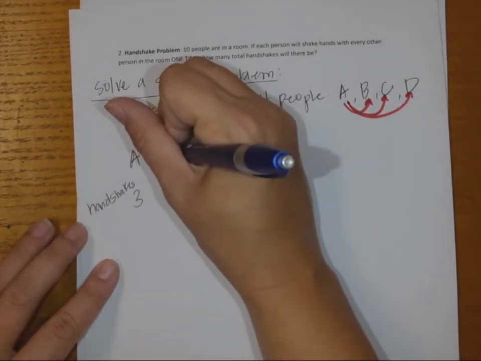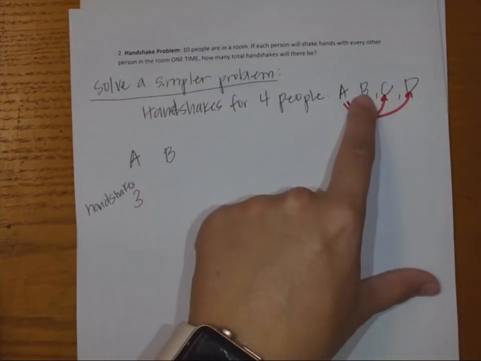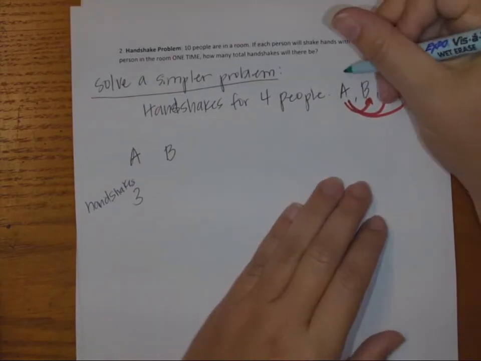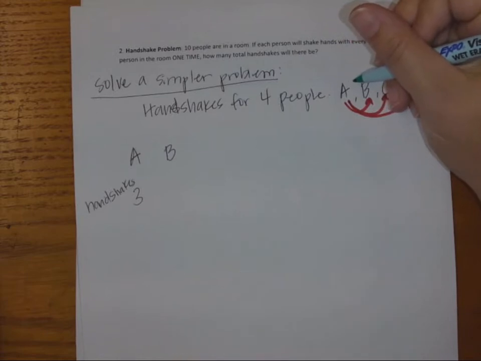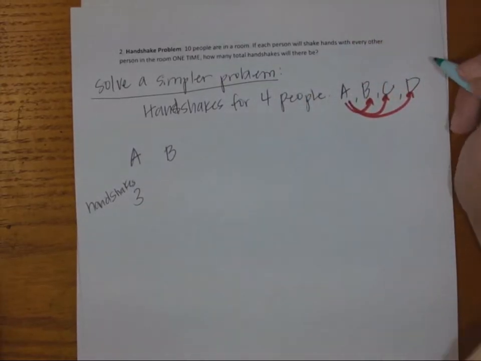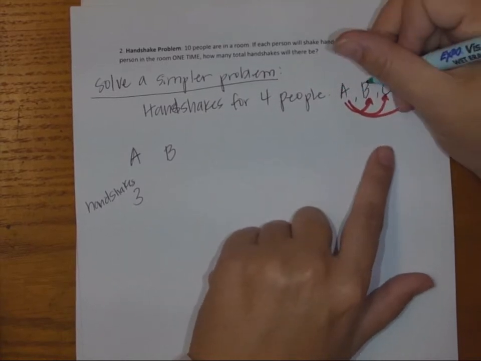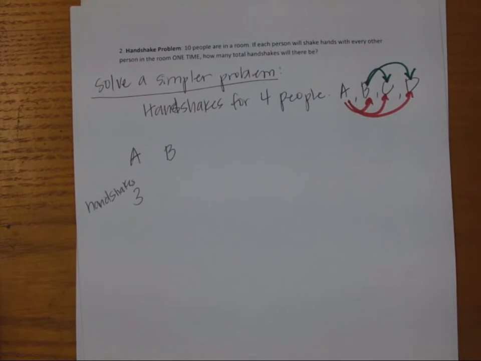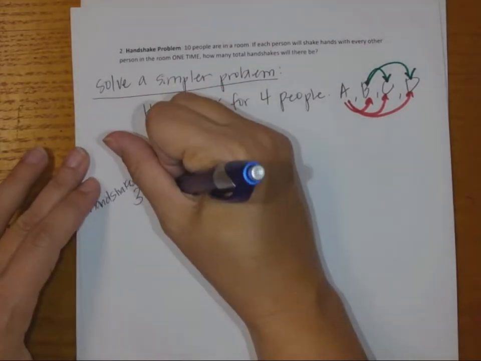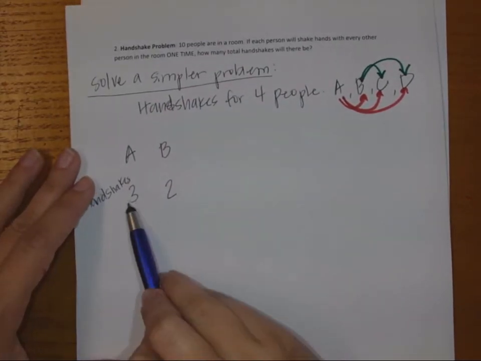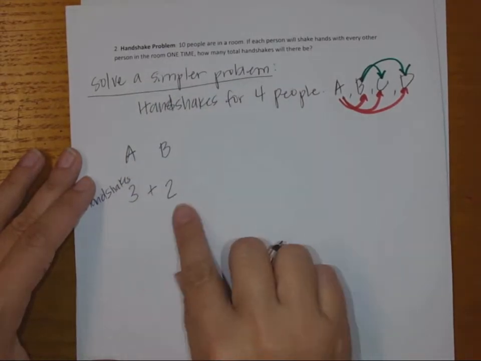So now let's talk about person B. So person B right here, I'm going to do this with green this time. Does he need to shake person A's hand? No, because he already did. A shook B, so that means B also shook A's hand. So he does not need to shake A's hand. Instead, he needs to shake C's hand and D's hand. So how many handshakes did B just have? B had 2 handshakes. So far, A and B have shaken everybody's hand, and 3 plus 2, 5 handshakes have occurred.